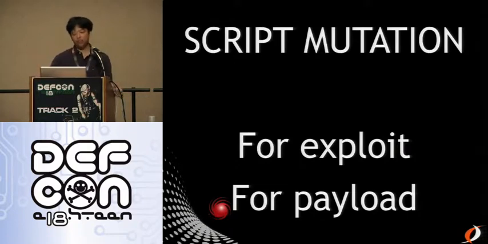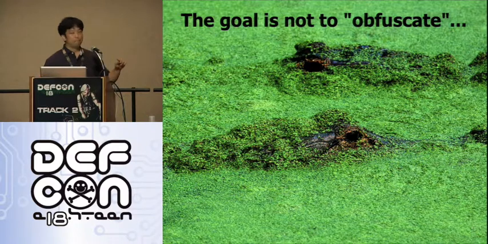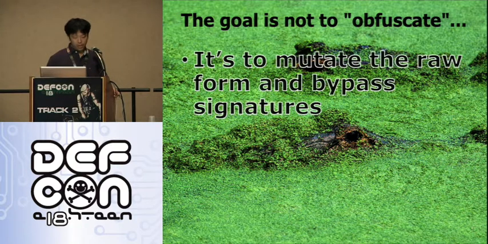The second part, script mutation. This part is for both the exploit and also for the payload. The goal here is not to obfuscate. A lot of JavaScript exploits have been using existing JavaScript packers, but that's very easily picked up by antivirus. So the new ones don't. The goal is not to obfuscate, but to mutate the raw form and bypass signatures.